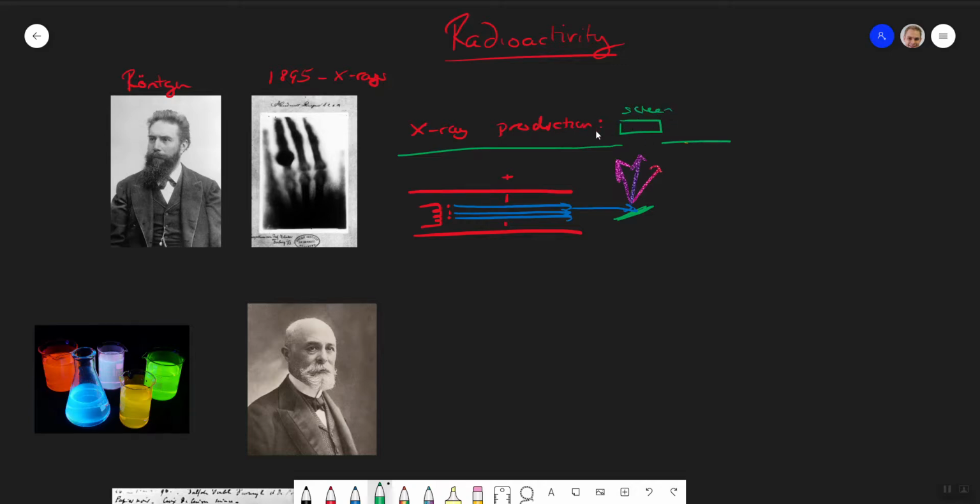But in making it, what he noticed is that the screen that was nowhere near his hole, over here, was actually glowing. And that's because the X-rays were actually traveling through the exterior of his tube and causing scintillation. So there's this study at the time of things that generally just glow or darken photographic film and so on and so forth.